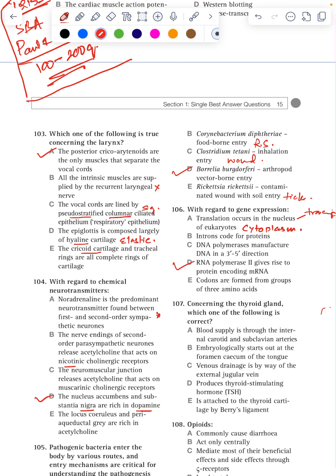RNA polymerase 2 gives rise to protein encoding. It is protein encoding by mRNA. Codons are formed from a group of 3 amino acids? Actually, amino acids are coded by 3 bases, and 3 bases make a codon. It is not 3 amino acids, as there are 4 types of bases, and only 20 amino acids are used in protein synthesis. It is not 3 amino acids, it is 3 bases.